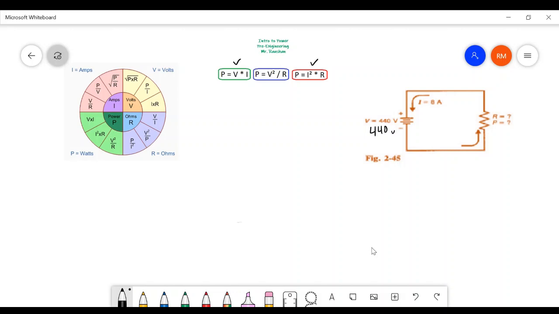440 volts. This is 8 amps. This is a current. This is resistance, is a question mark, and power is also a question mark. All right, so let's get to it. So first we'll use this formula, P is equal to V times I, and figure it out.